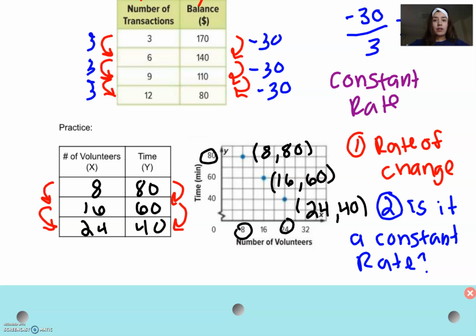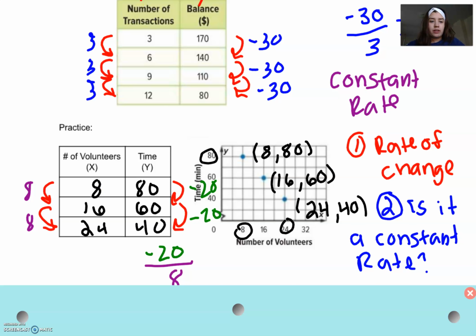Okay, if you haven't finished, you can pause it, or we can continue and I can show you the rate of change. So from 8 to 16, that's 8. From 16 to 24, that's 8 again. From 80 to 60, that's minus 20. From 60 to 40, that's minus 20 again. So we're going to put our y on top. It's negative 20, and our x on the bottom, that is 8.